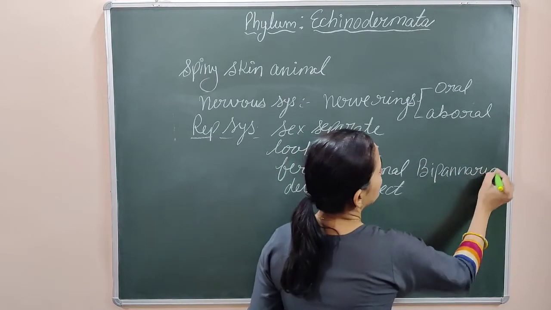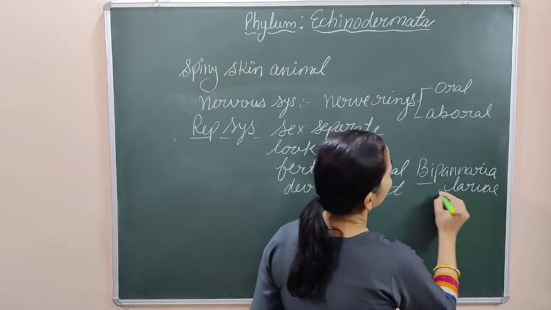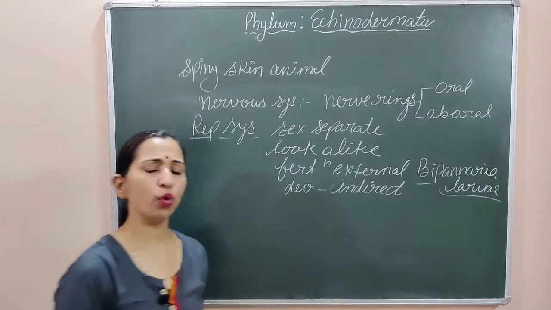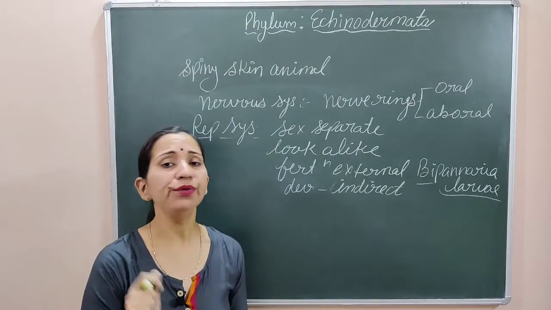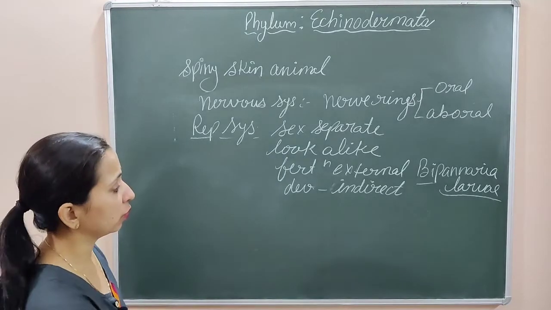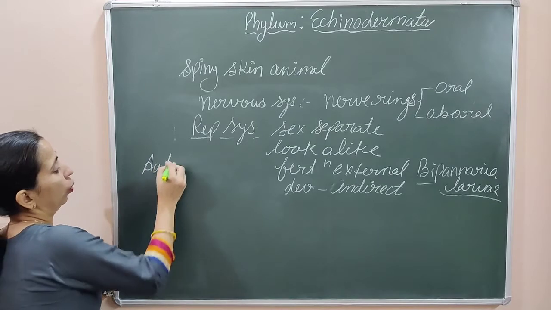Bipinnaria larva. This is a free swimming larva. This is the most important. बाकी बहुत varieties के larvas यहाँ पे form होते हैं अलग अलग echinoderms के अंदर. See, there is one important or interesting characteristic of these echinoderms which is known as autotomy.